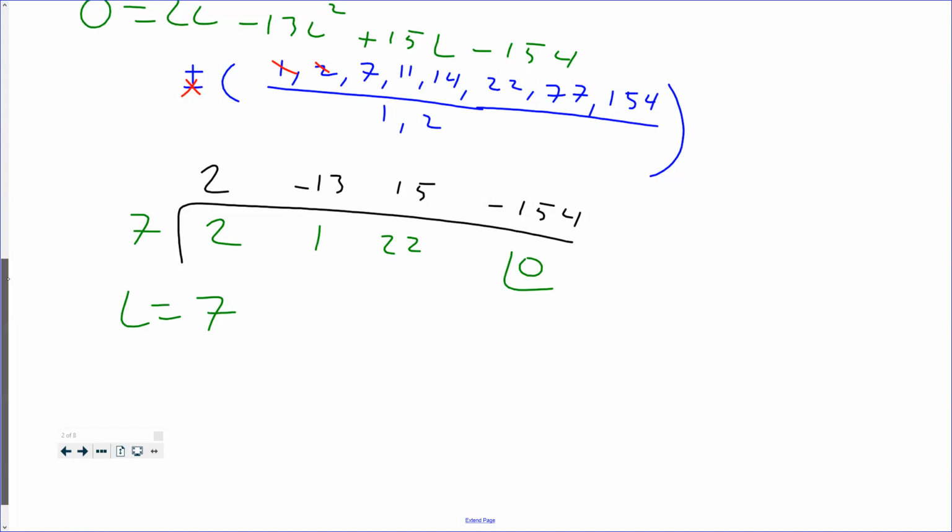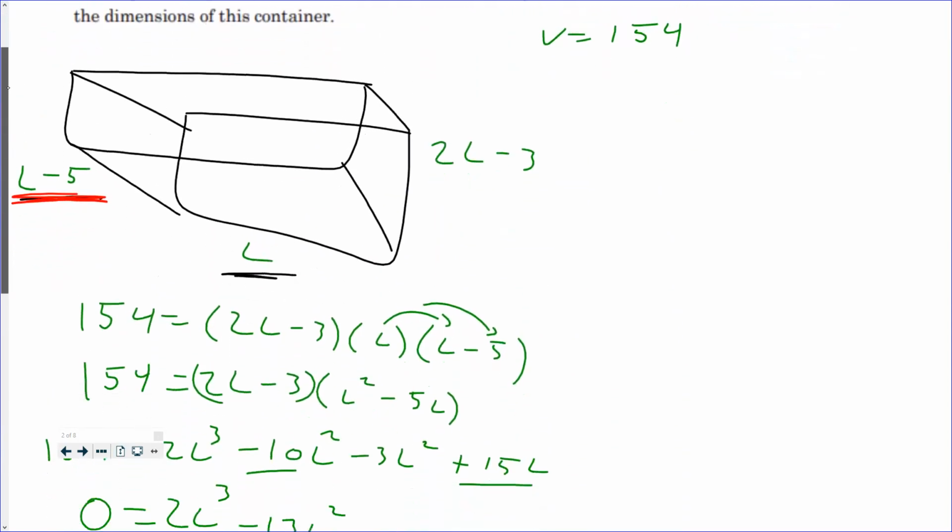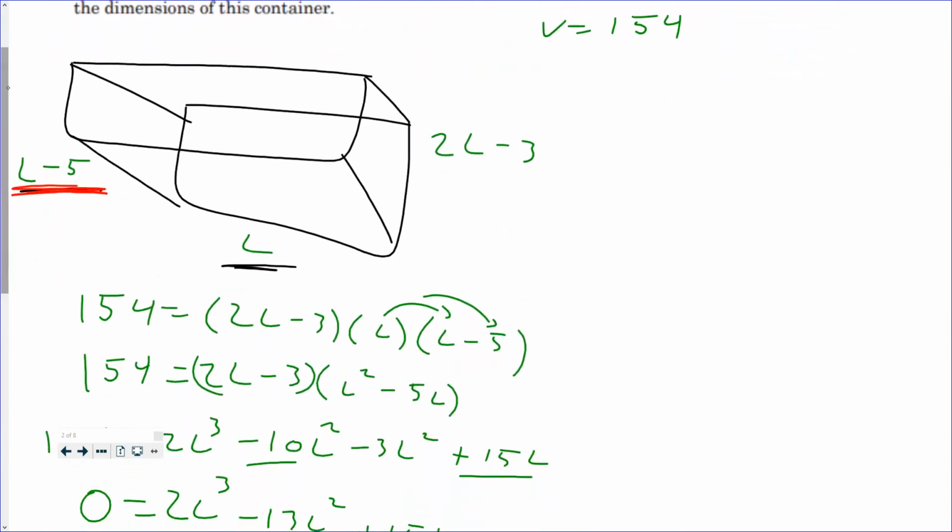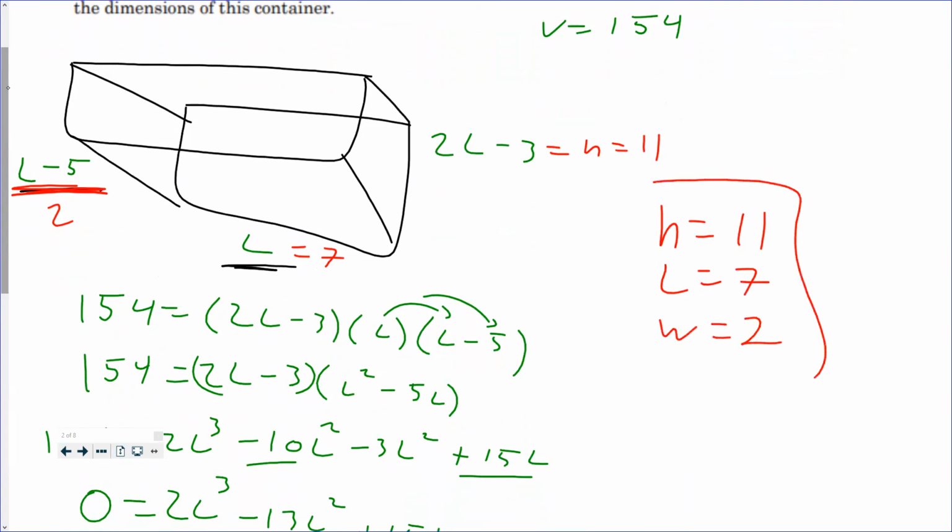So what I can do is go back to my problem, and we'll have 2L minus 3 for my height. And that's going to be 14 minus 3, or 11. My length is just 7. My width is going to be 2. So if I write it a little nicely, my height is 11. My length is 7. My width is 2. And that's going to be your answer.